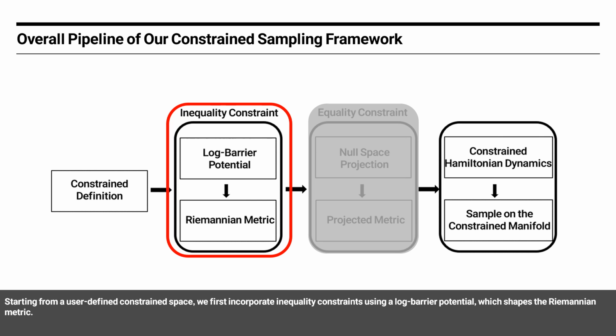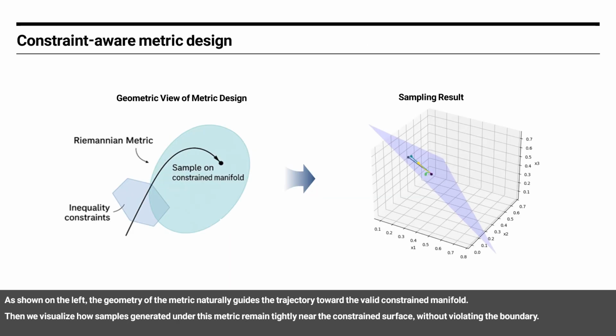Starting from a user-defined constrained space, we first incorporate inequality constraints using a log barrier potential, which shapes the Riemannian metric. As shown on the left, the geometry of the metric naturally guides the trajectory toward the valid constrained manifold. Then we visualize how samples generated under this metric remain tightly near the constrained surface, without violating the boundary.